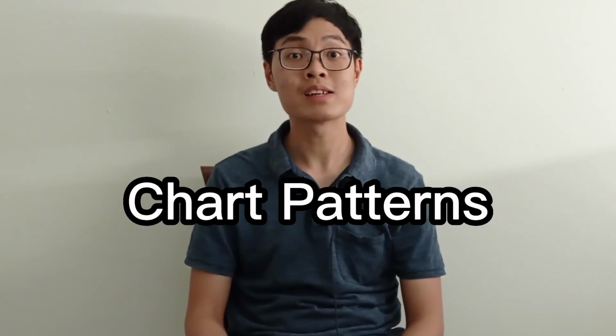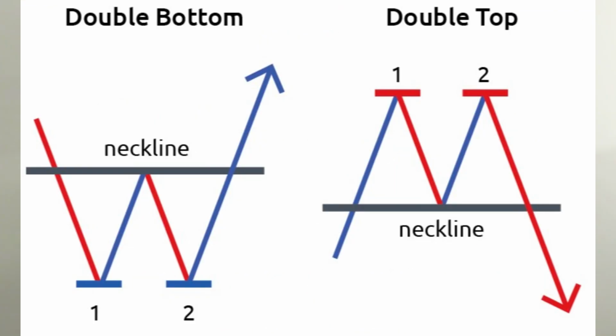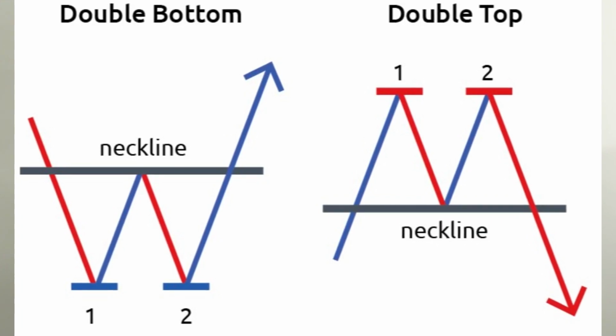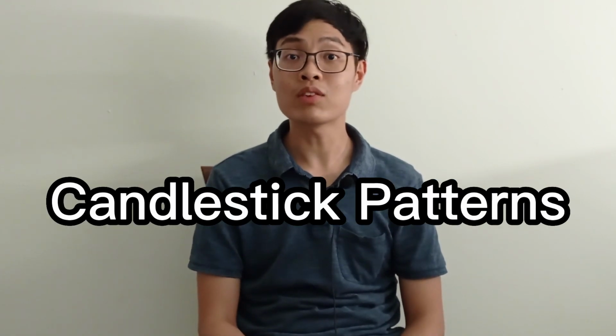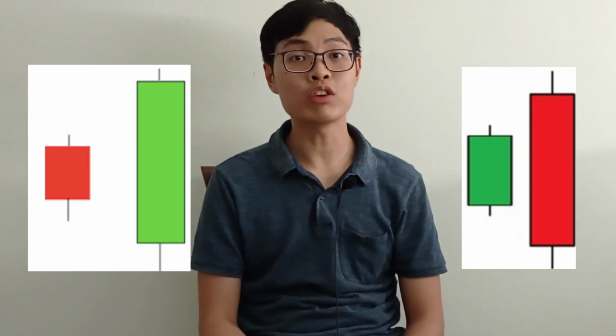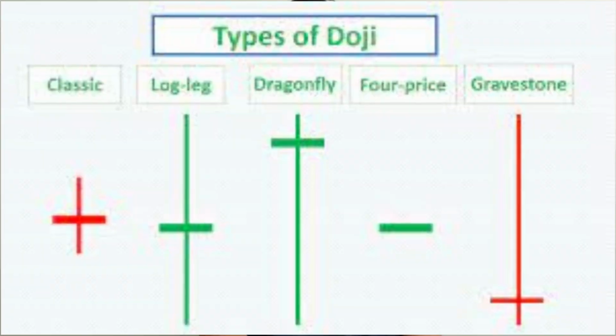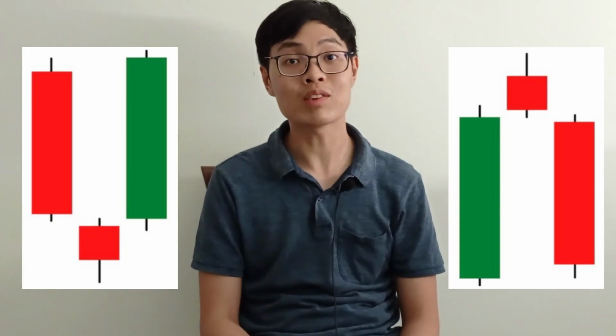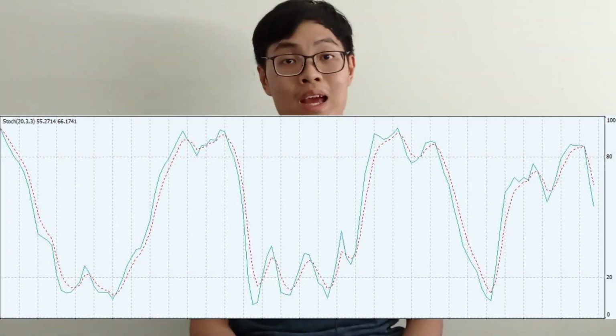Technical analysis looks at various chart patterns like head and shoulders, double top, double bottoms, and cup and handles. Combining those with candlestick patterns like your bullish or bearish engulfings, your dojis, your morning or evening stars, whatever you like to call them. Sometimes even using technical indicators like your RSIs, your stochastics, your Bollinger Bands to help us time our entry into the markets.